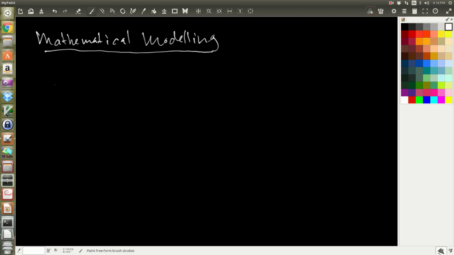So basically a mathematical model is an equation or a bunch of equations that describe the essential features of some natural system or some process, and it does so in mathematical terms. So there's always an equal sign. For example, Newton's second law, F equals ma. This is a mathematical model.